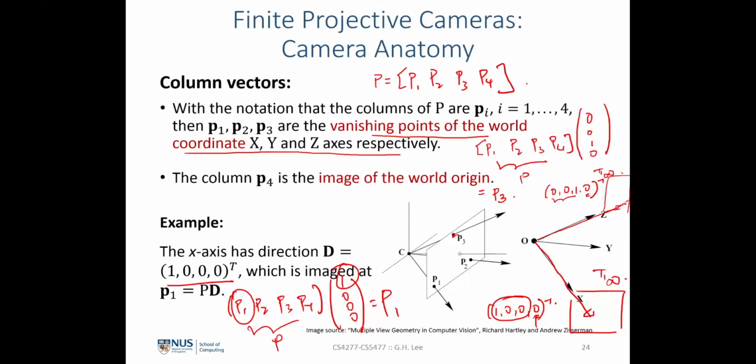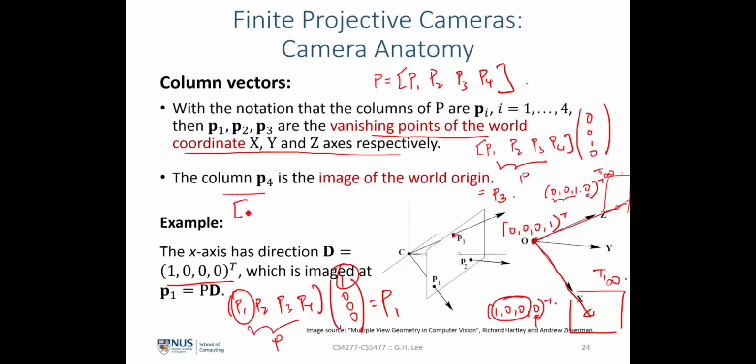What's interesting here is that the last column of the camera projection matrix is actually the projection of the origin of the world coordinate frame, and we can easily verify this, since the origin of the world coordinate frame has to be at (0, 0, 0, 1), this particular point over here.